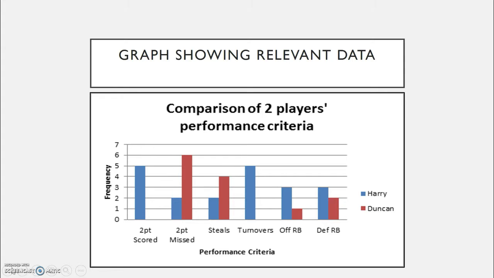This graph shows the comparison between an experienced basketball player, Harry, against a less experienced player, Duncan, in the position of a power forward. This graph shows the difference between their performance criteria as an overview.